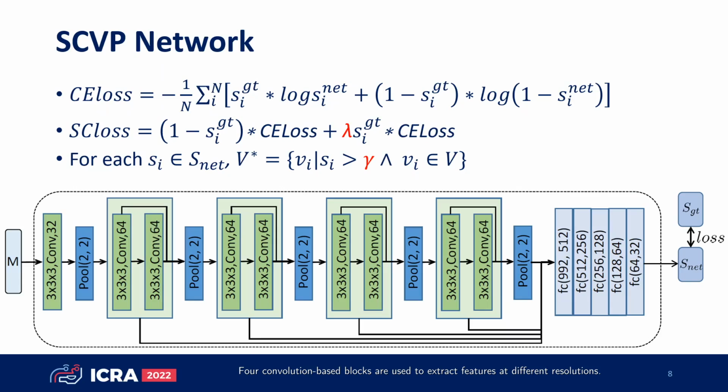Four convolution-based blocks are used to extract features at different resolutions. We concatenate features and put them in 5 continuous fully connected layers. Since views needed for object reconstruction are more important than unneeded views, we propose to balance it by a hyperparameter lambda. For each view score, we keep the views whose score is greater than a hyperparameter gamma.